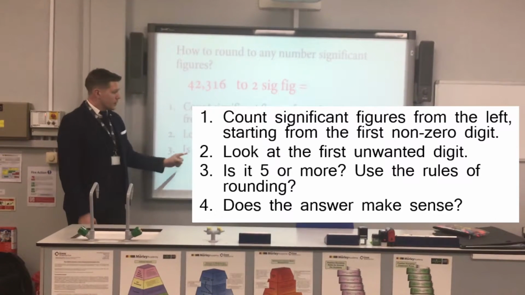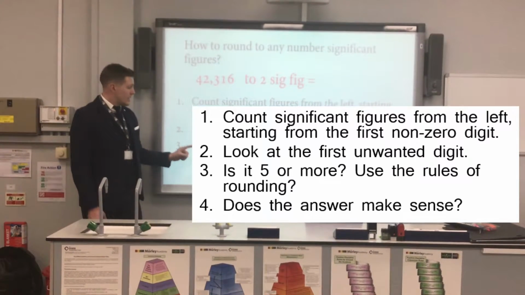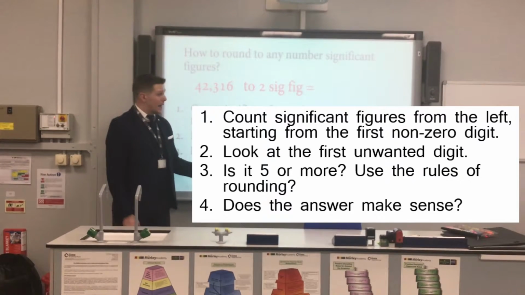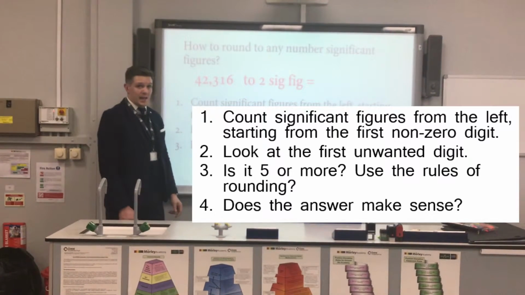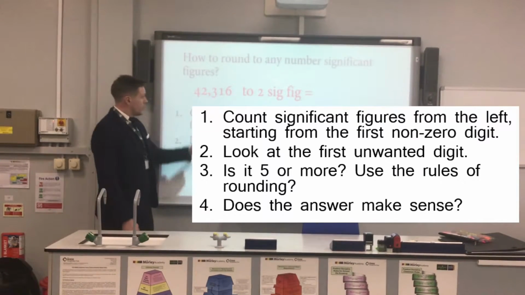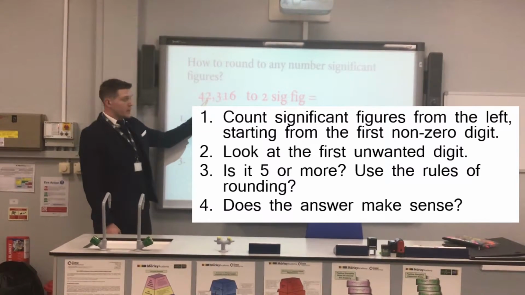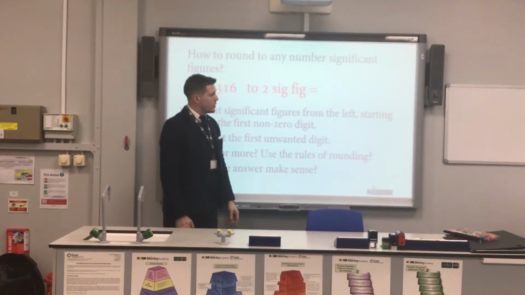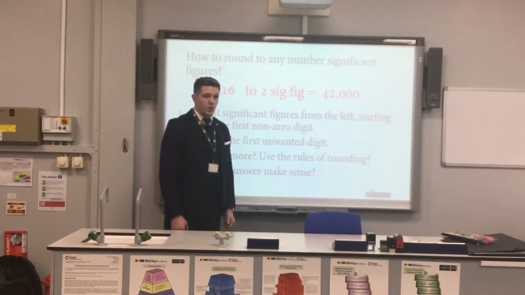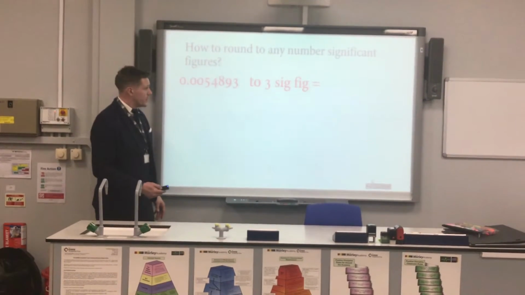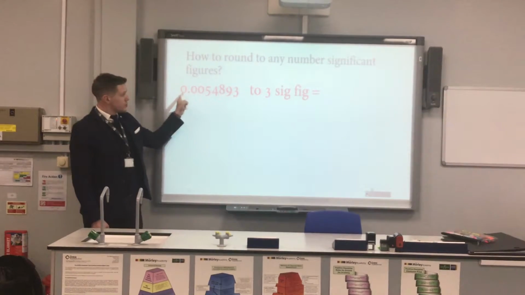Now, I'm going to have to look at my rounding laws. Is it 5 or more? Well, if it's 5 or more, I'm going to round up. If it's less than 5, I'm going to round down, I'm going to keep it as it is. This is 3, so it means I don't need to change my 2 there. So to 2 significant figures, we end up with 42,000.